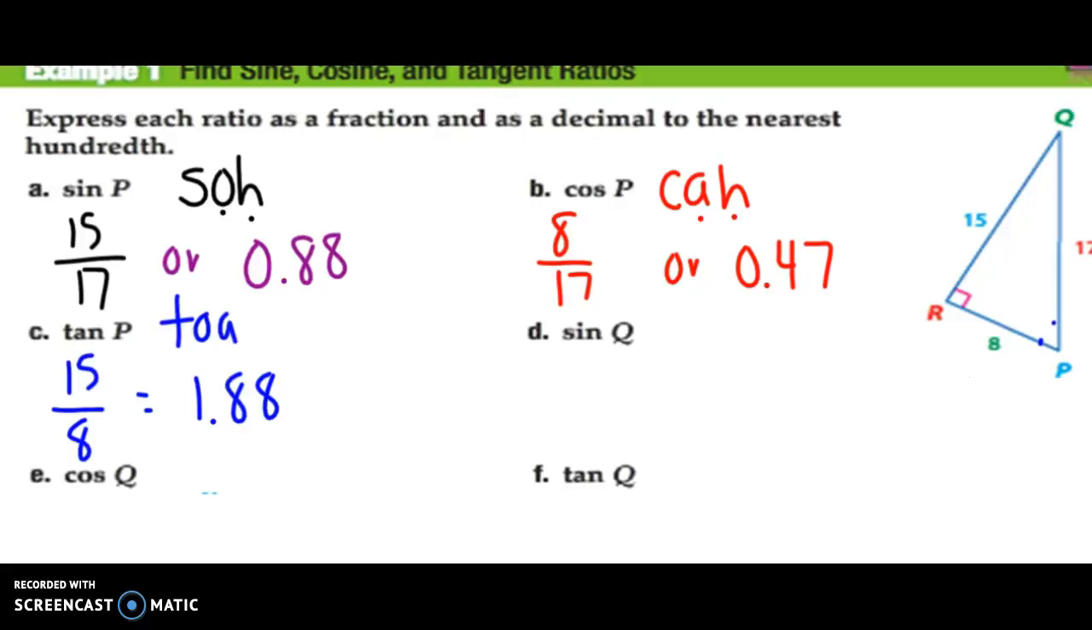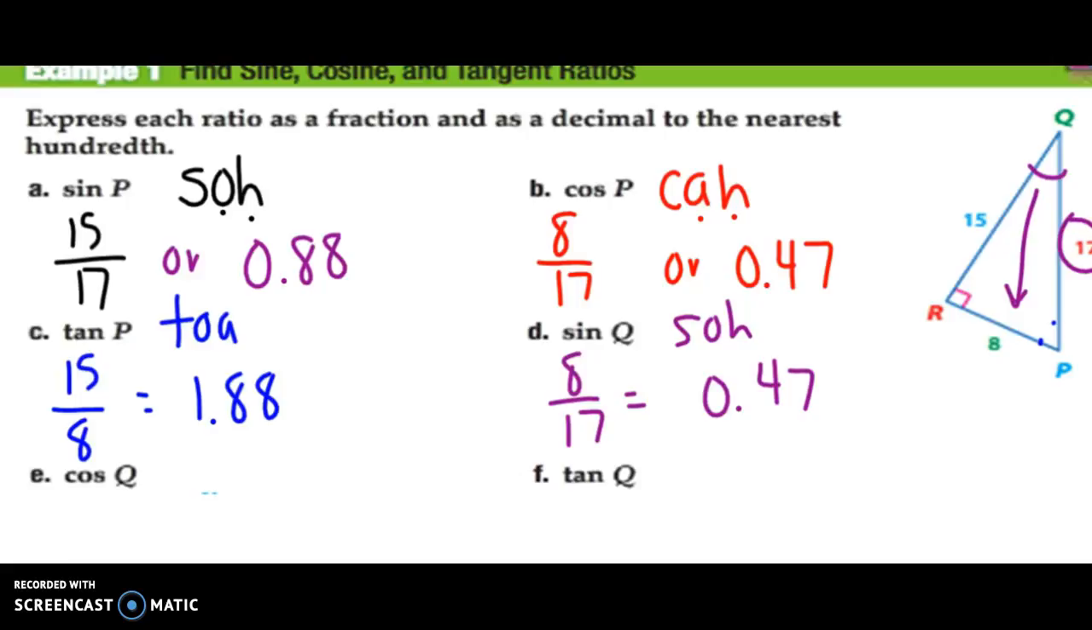Okay, now for the rest of them, we can look at them from angle Q. So from angle Q, if I'm looking for sine, sine is opposite over hypotenuse. So it'd be 8 over 17. We already did that. It's 0.47. So you'll see that the cosine of P and the sine of Q are the exact same.